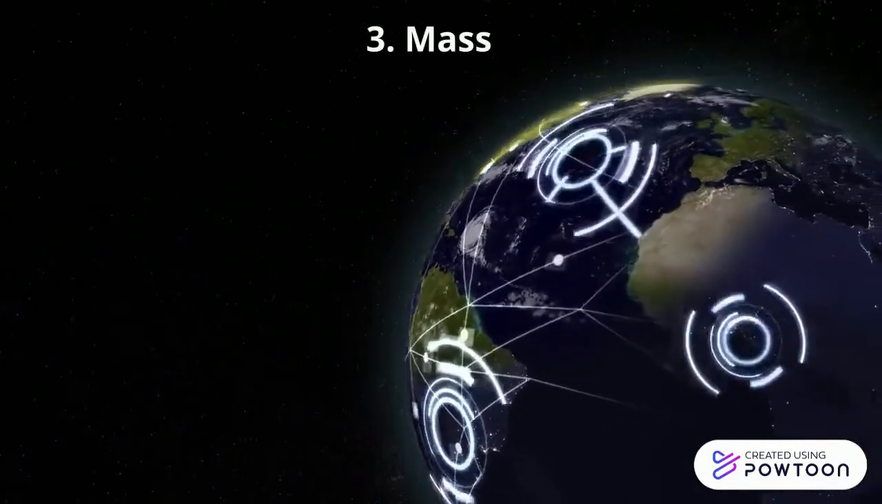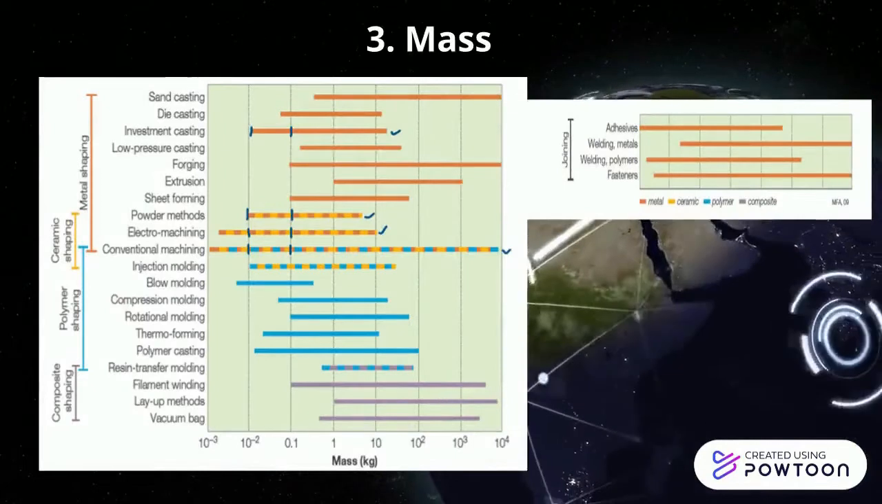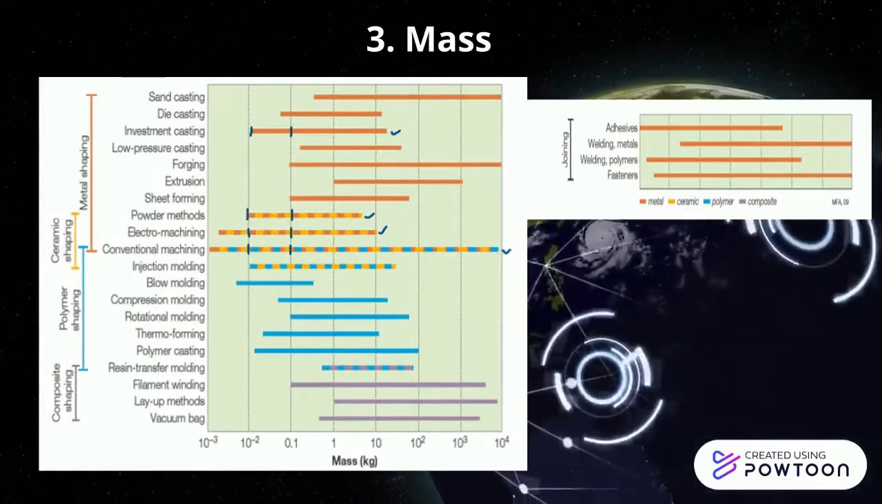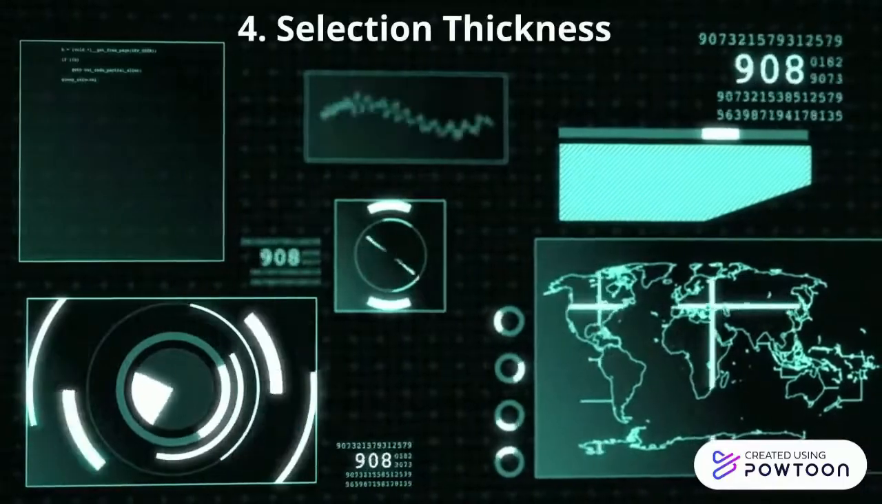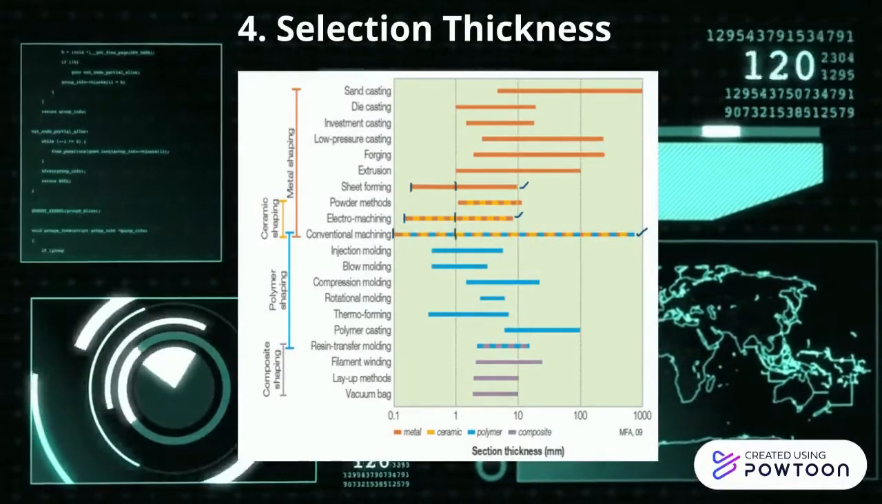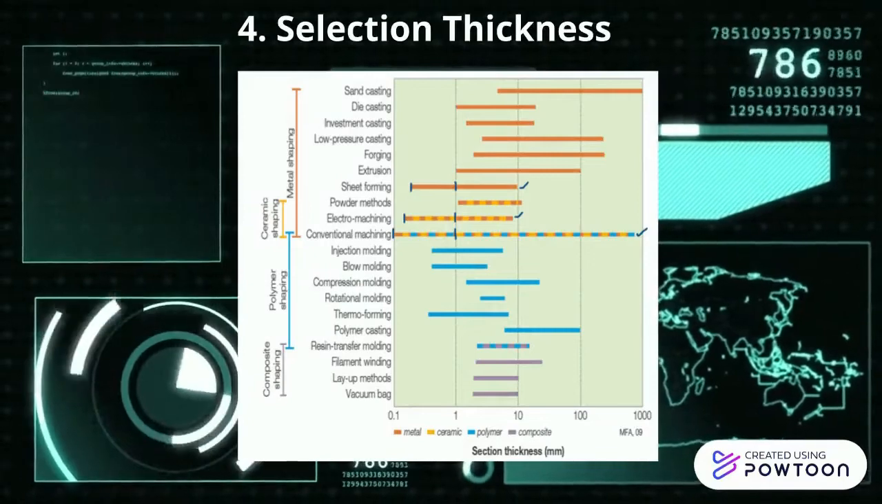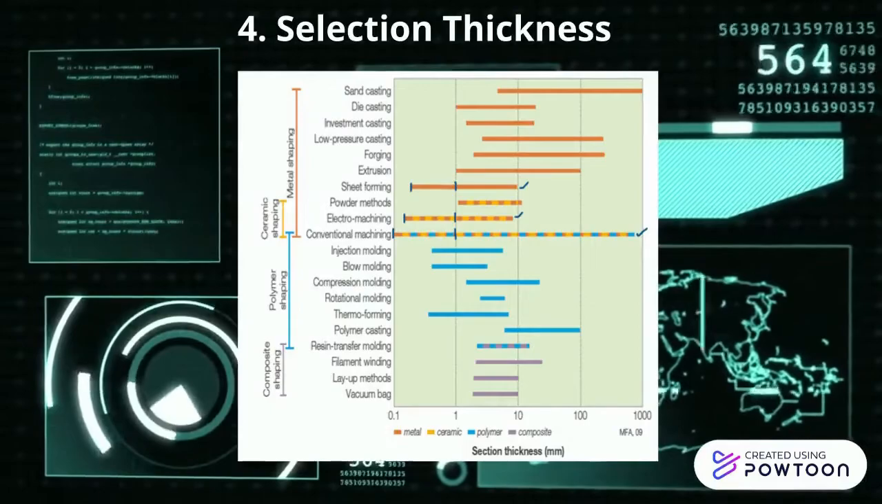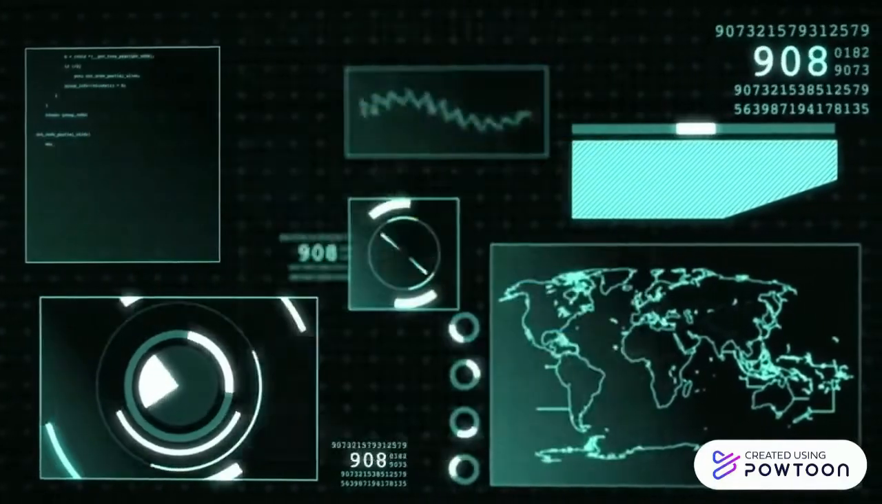3. Mass. The third attribute reflects the typical mass range of components that each process can make. In this case, the product's mass is 0.0012, marked below. 4. Section thickness. Process capability and material properties limit the minimum section and slenderness of a product. For the case study, the given section thickness is 0.5 mm, marked below.